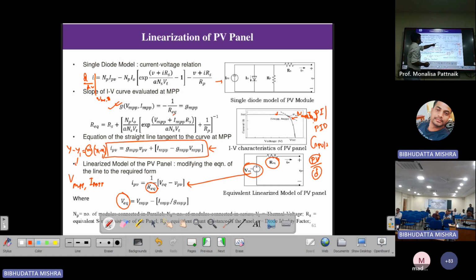So GMPP you can already find out by di by dv, by doing the derivative of this equation at the MPP point. So you know the V equivalent, you know the R equivalent, and VMPP, IMPP, GMPP, the corresponding values are not directly available, but you have all these values in the data sheet. From there, for that specific irradiation case, you can find out what the V equivalent and the R equivalent are.